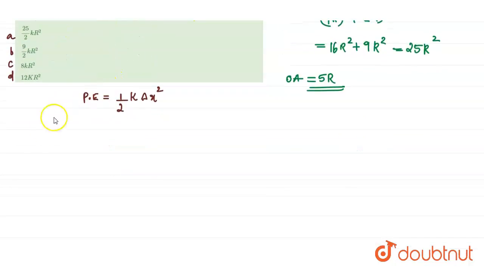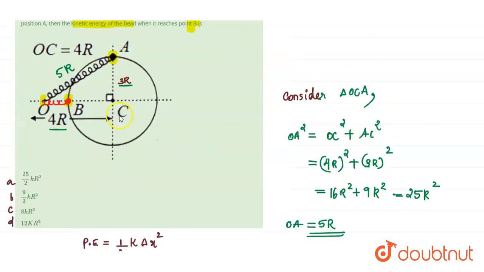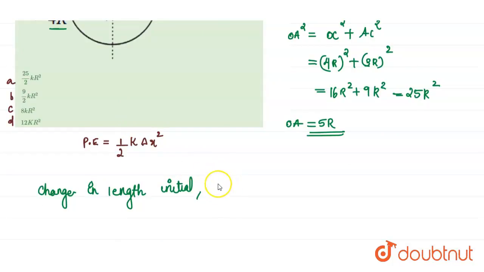Now we can find the change in the length of the spring in the initial case and the final case. The change in length of the spring initially, when the spring is at position OA, we write as delta x1. It is OA minus the natural length of the spring, which is R. So 5R minus R is equal to 4R. This is the initial change in the length of the spring.